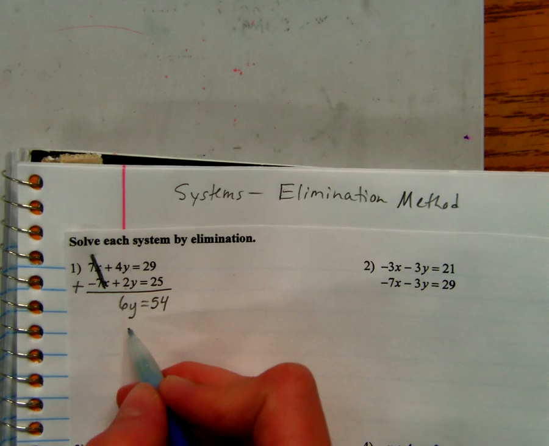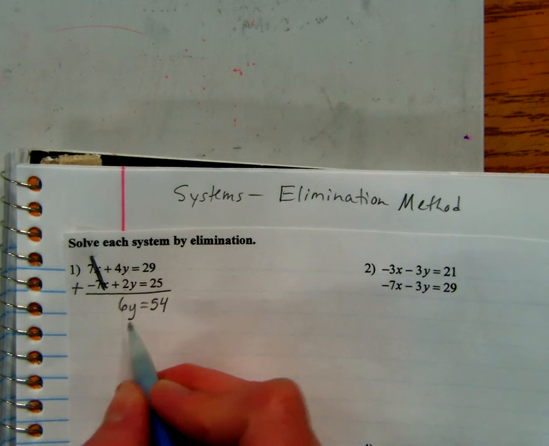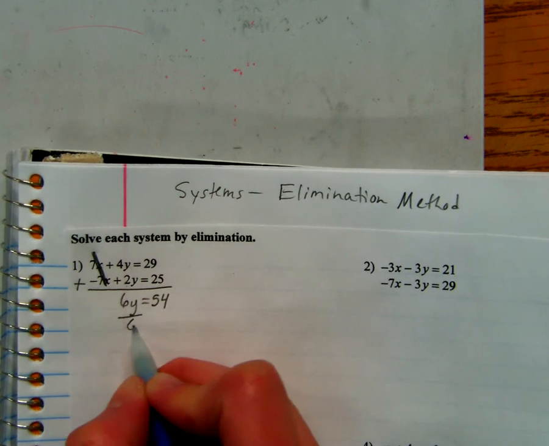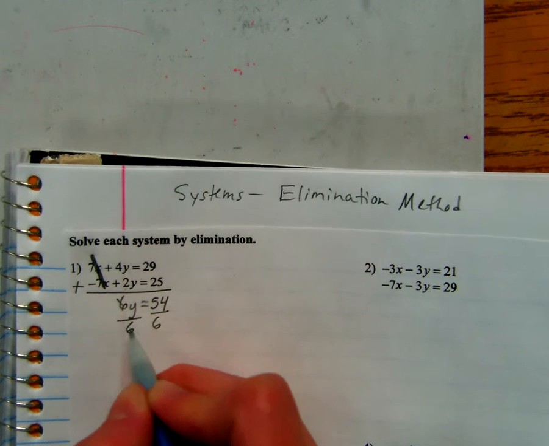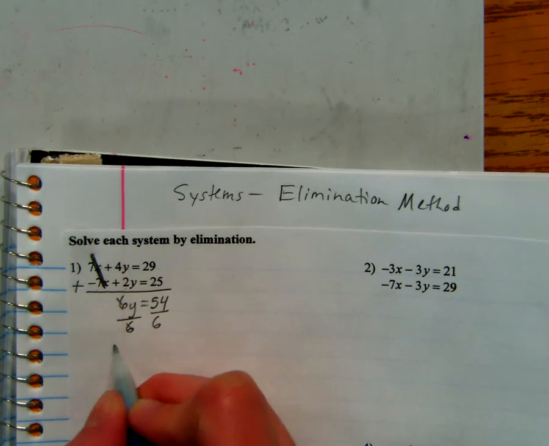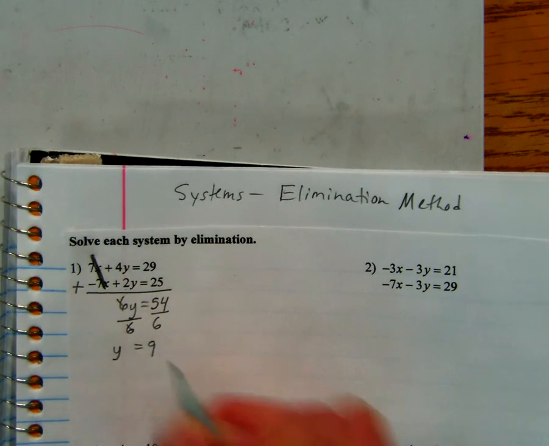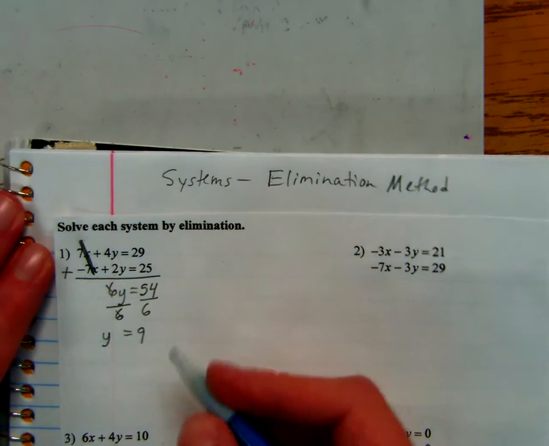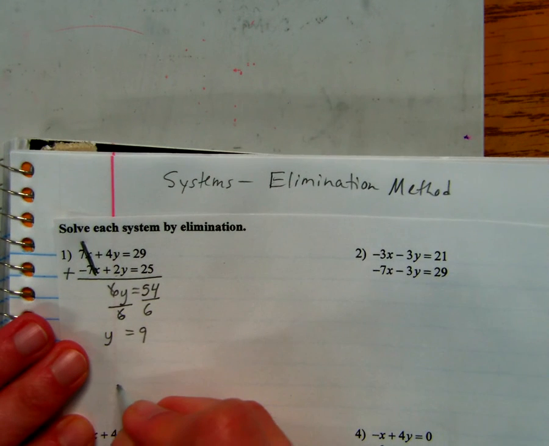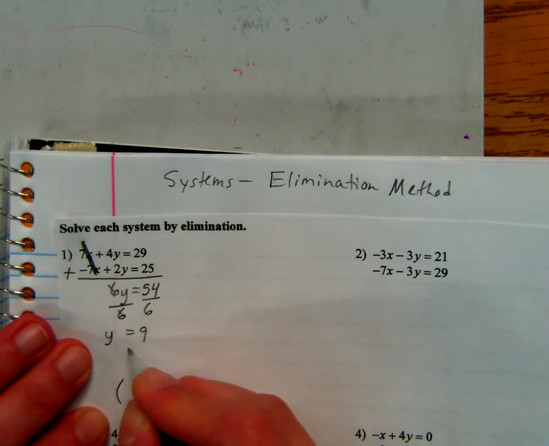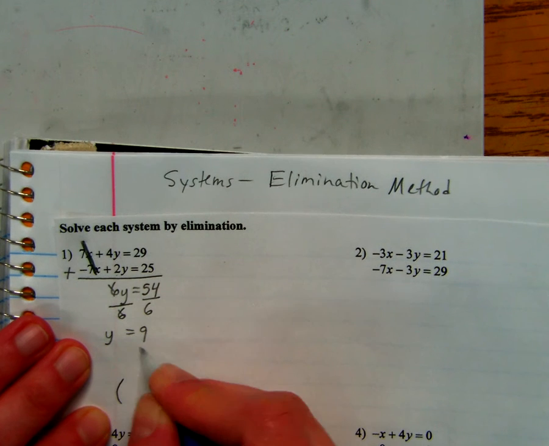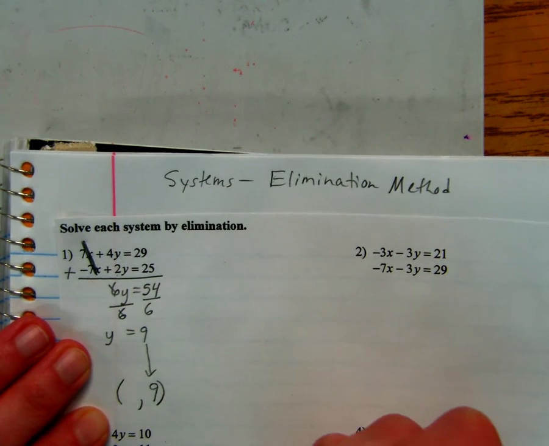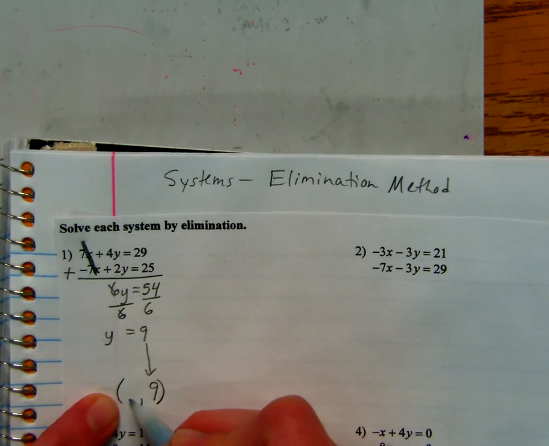What would I need to do? Divide by 6. Good. So divide both sides by 6. And now I know that y is 9. So remember, our solutions are the point where the two lines would cross. So since that's y, that's the second coordinate for my answer. And so I need to find x.